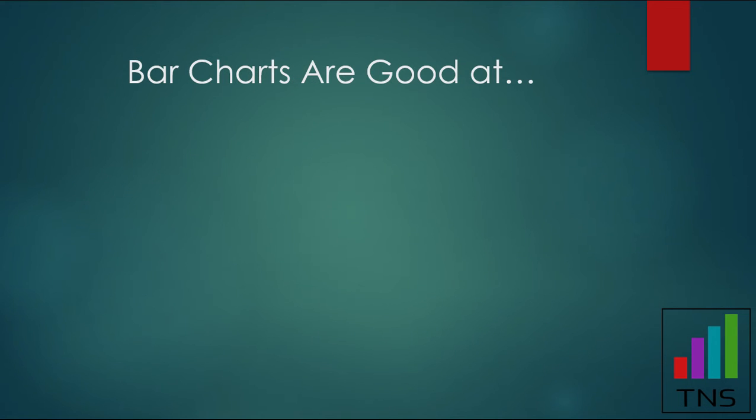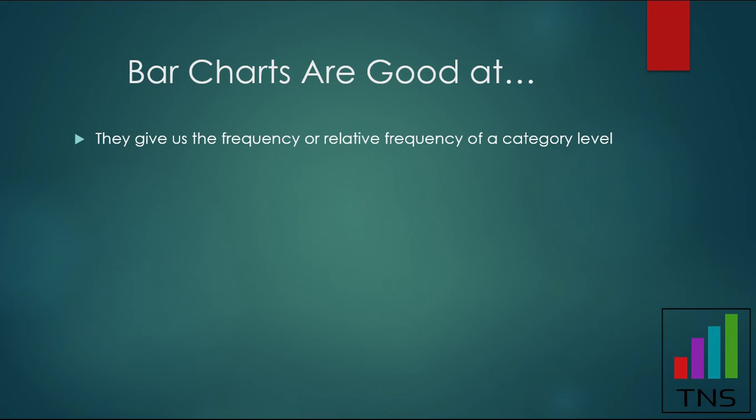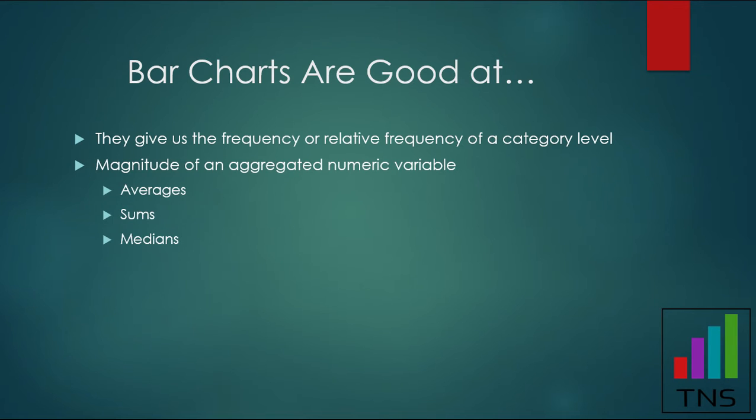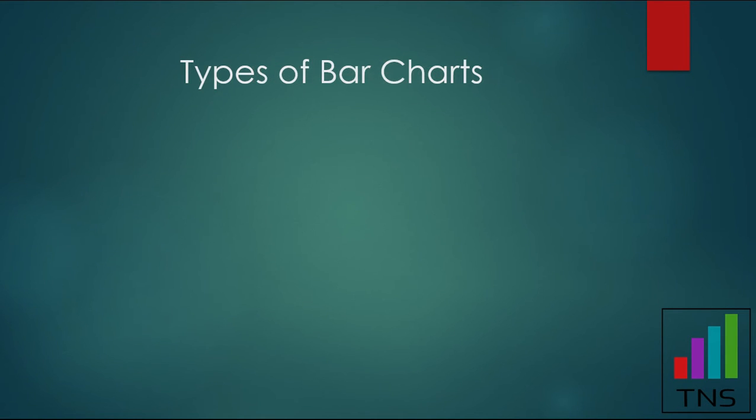Before we get into that though, let's talk about what they're good at. They give the frequency or relative frequency of a categorical variable that we talked about. Instead of just giving the raw count, you can always express it as a percentage. For example, if you have binned data, say averages, sums, and medians, it's also a great way to display those binned numerical variables. So let's quickly go into the types.